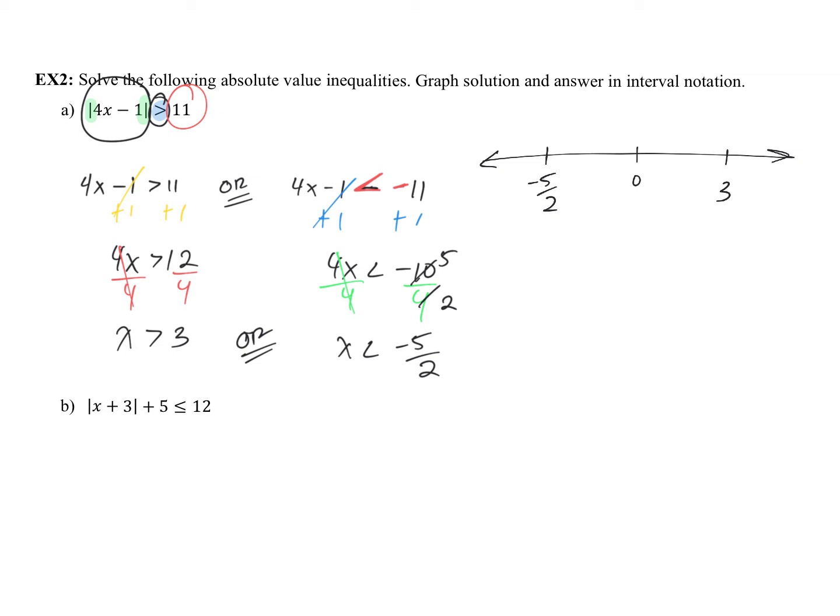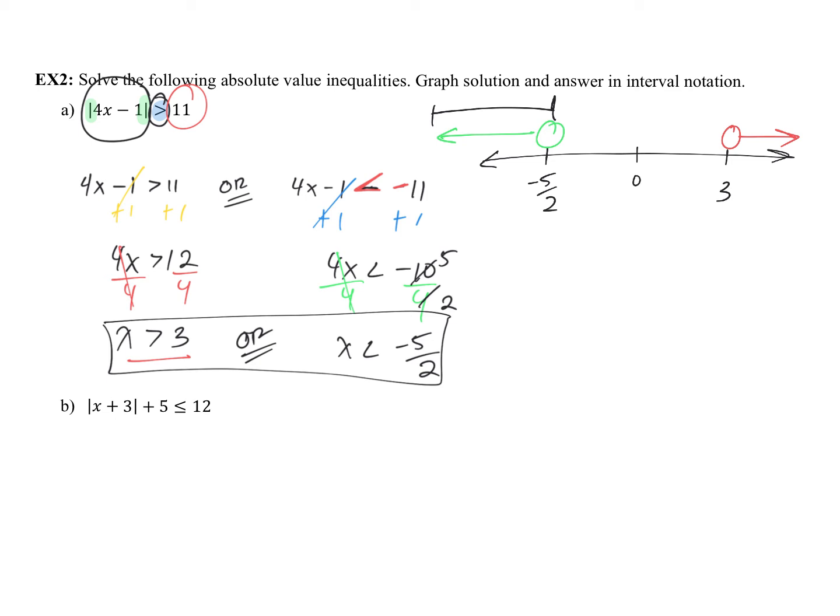So let's say we want x to be greater than 3, but not equal to, and then x to be less than negative 5 over 2 and not equal to. And this is an OR statement, so because it's OR, we can still find the answer to this in interval notation. Starting from here and going to the negative 5 over 2, that's negative infinity all the way up to negative 5 over 2, but the bubble's not filled in, parentheses.